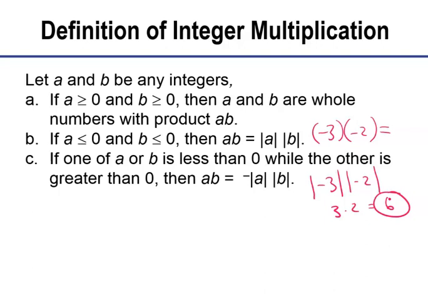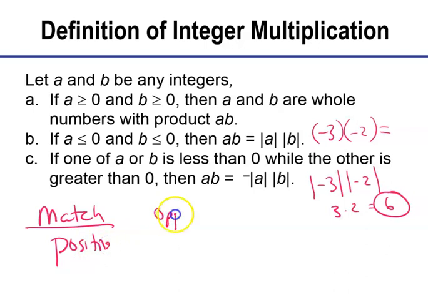See if one of A or B is less than 0 while the other is greater than 0, then notice A times B is negative. So basically when the signs match and you multiply, if the signs match, the answer is positive. And if the signs are opposite, or if they're different, the answer is negative.